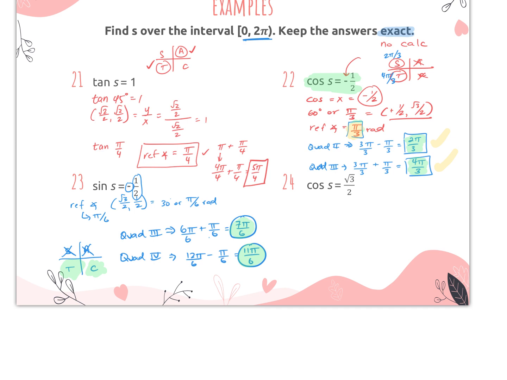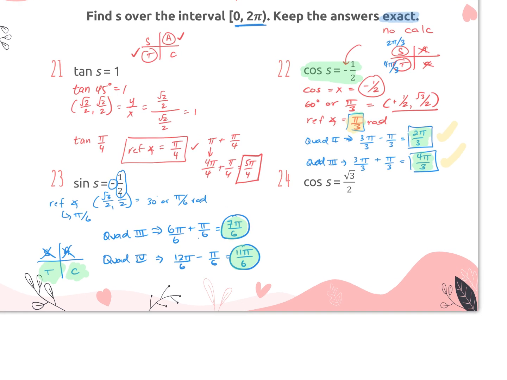Last problem I'm going to do here, and again my cosine is my x value, so I need to find a reference angle that has an x value of radical 3 over 2, and I know the y value will be a half. I'm looking in quadrant 1 of my unit circle, and I know that my reference angle is going to be, again, 30 degrees or pi over 6 radians.